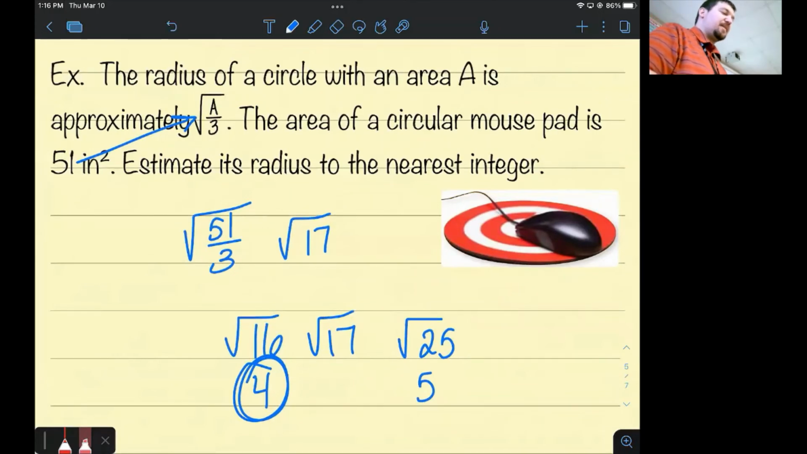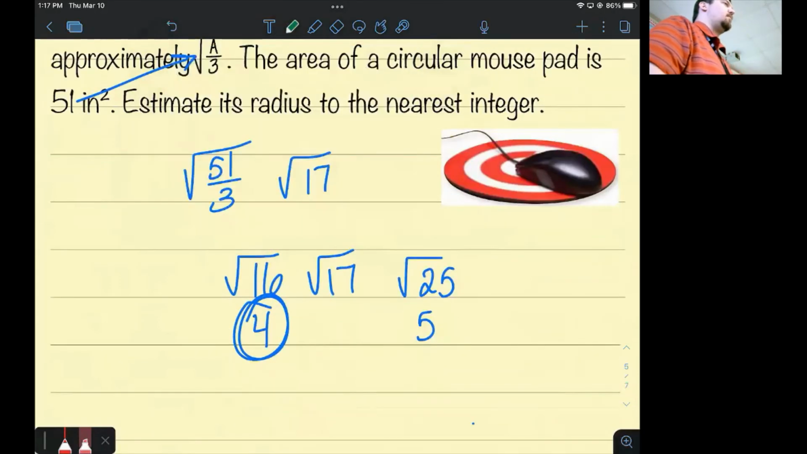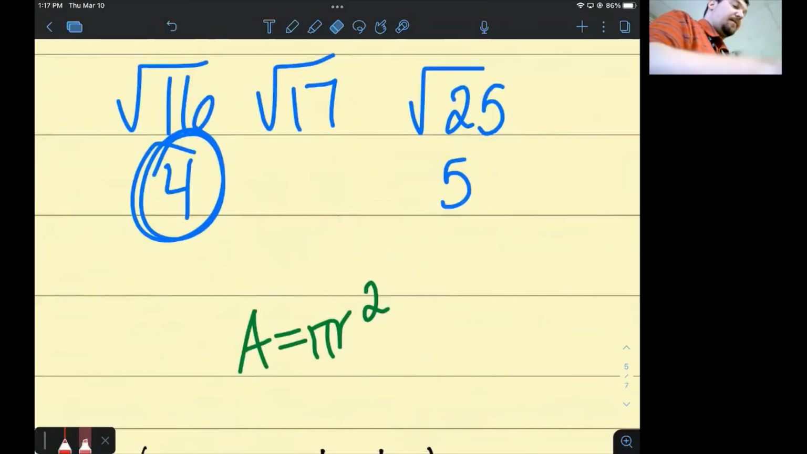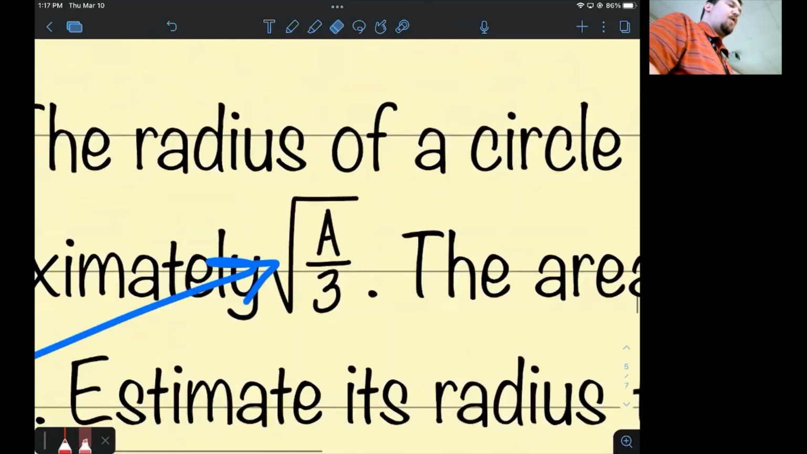Now, before we move on, it says the radius of a circle with an area A is approximately square root A over 3. That's true for every circle. How are they getting that? How do you find the area of a circle? What's the formula? Do you remember the area formula? Pi r squared. Okay, so they're saying that to find the radius, I would do area over 3 and then the square root of that.